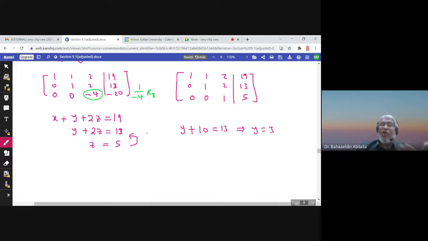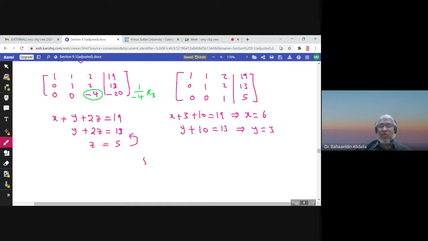And now I go back to the first equation. I replace z by 5 and y by 3. So x plus, what is y? 3. What is z? 5. 2 times 5 is 10 equals 19. 3 plus 10, 13. 19 minus 13 is 6.